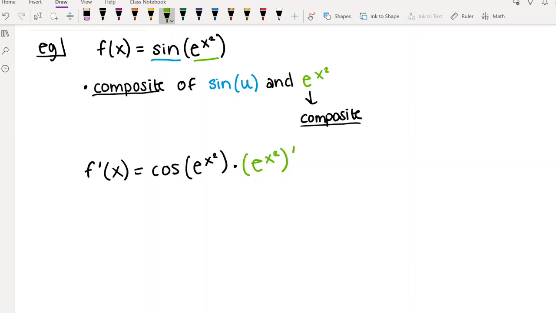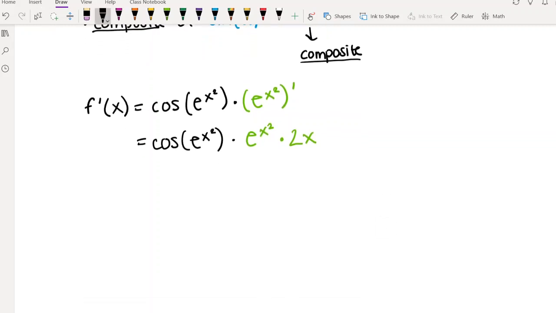So what is the derivative of e to the x squared? Well, it's e to the x squared. So again, e to a power, the derivative will always repeat the function itself. And then we want to multiply by the derivative of the exponent. So the derivative of the exponent is 2x. And so we're left with cosine of e to the x squared times e to the x squared times 2x. So maybe let's rewrite this as 2x e to the x squared times cosine of e to the x squared.